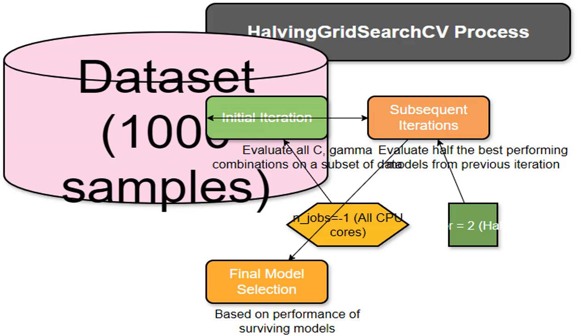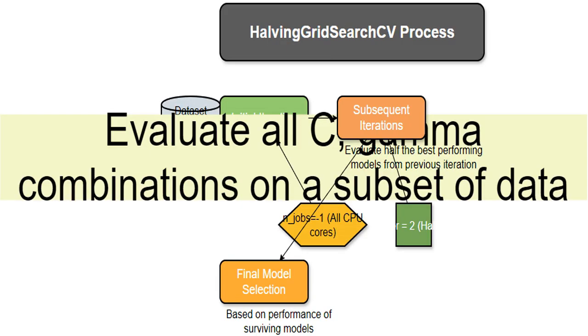I'm working with a dataset containing 1,000 samples. This is the data HalvingGridSearchCV will use to find the best hyperparameters for my model. In the first round, every possible combination of the hyperparameters C and gamma for the SVM, support vector machine model is tested. I select only a subset of the data at the start because testing all combinations on the whole dataset right away would be very slow.